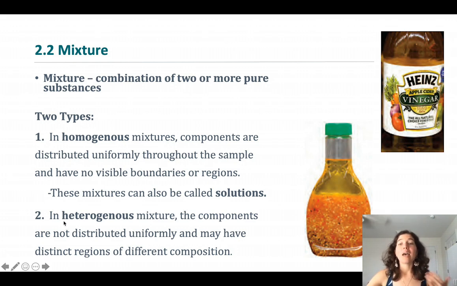Okay, so then heterogeneous, which is still a mixture. It's still got two or more things mixed together. However, these components are not distributed uniformly throughout the substance. And so they might have different regions or distinct compositions that you can visually see. So something like oil and water, those separate, they don't stay together. It's still a mixture because, yeah, they're mixed together in the same container, but they are not evenly spread out. And you can see that distinction, so you really need to be able to see it. Salad dressing is a good example of a heterogeneous mixture as well.